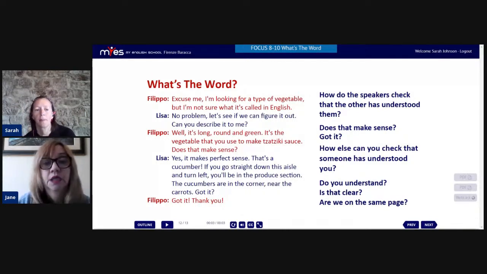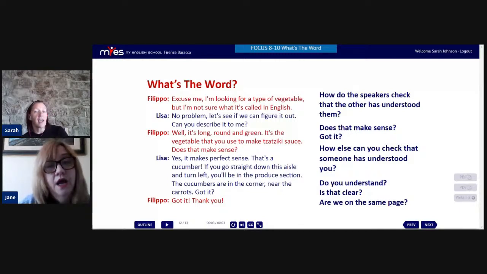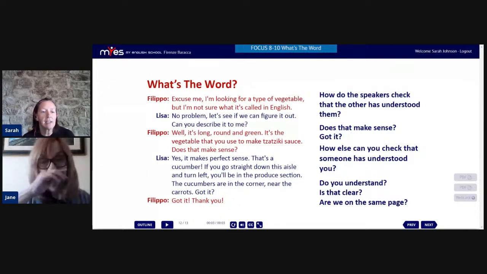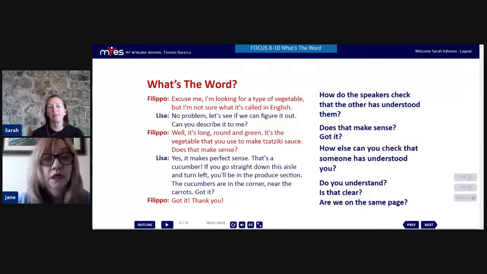How do the speakers check that the other has understood them? So in the sentences on the left, we can see, does that make sense? Got it? Do you understand? Is it clear? There are lots of different ways that we can ask the question.